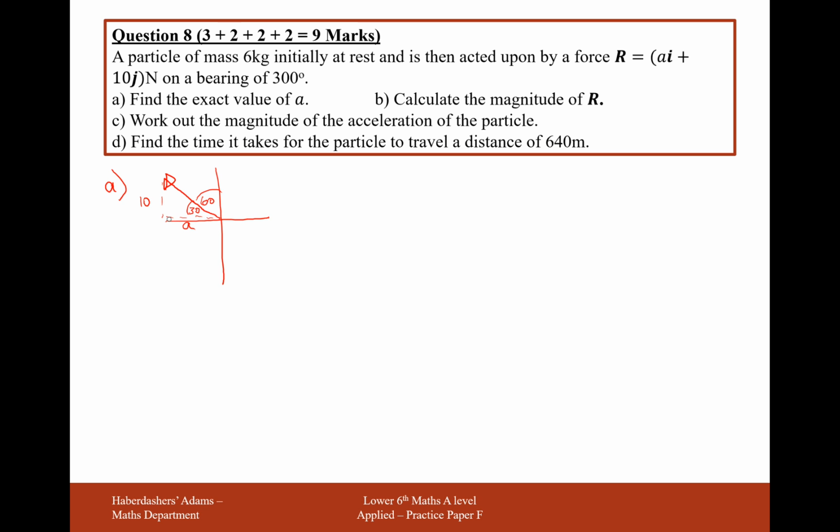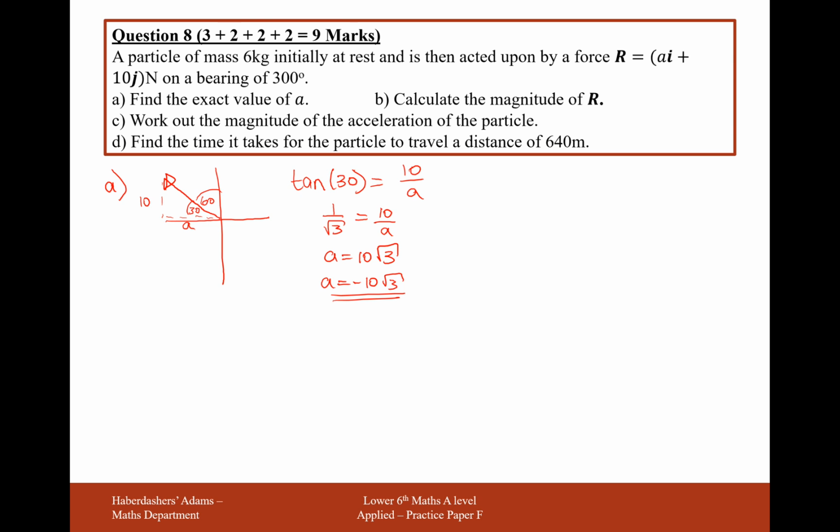So using a right angled triangle here, I've got opposite and adjacent, so I've got tan of 30 equals opposite over adjacent, that's 10 over A. Now tan of 30, that's 1 over root 3 equals 10 over A. So therefore A is equal to 10 root 3. But seeing as it's acting left, then in fact it's actually going to equal minus 10 root 3.